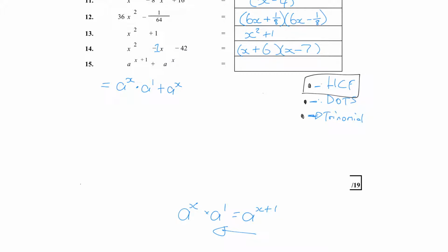Now, staring us in the face, what's our highest common factor? Well, we can take an a to the x out. And what do we multiply a to the x by to get a to the x times a to the 1? Well, a to the power of 1. Or a, same thing. What do we multiply a to the x by to get a to the x? Well, just 1. Easy when you know how?